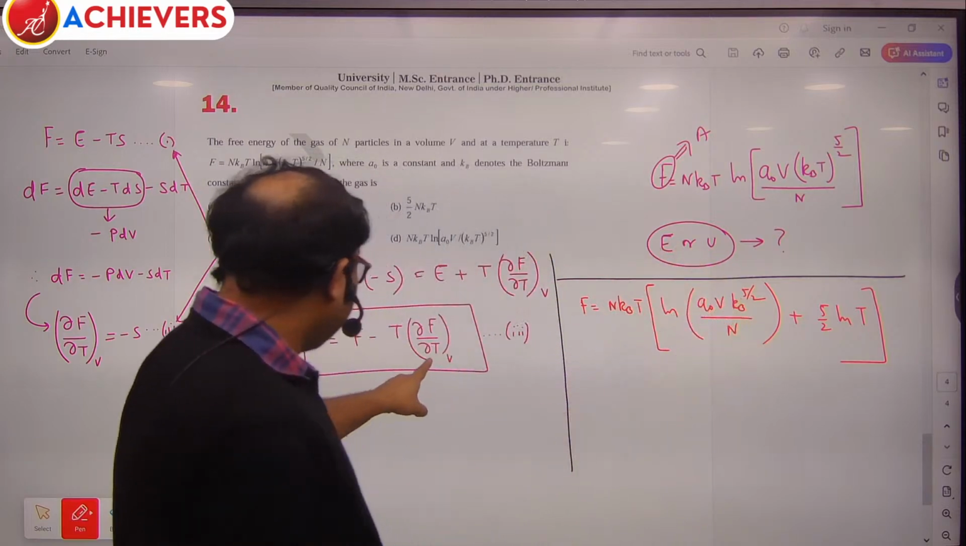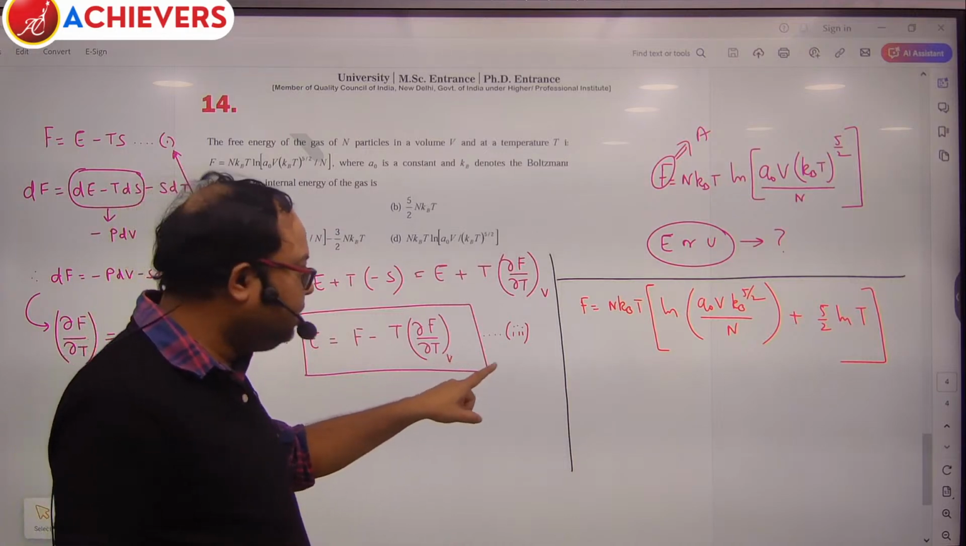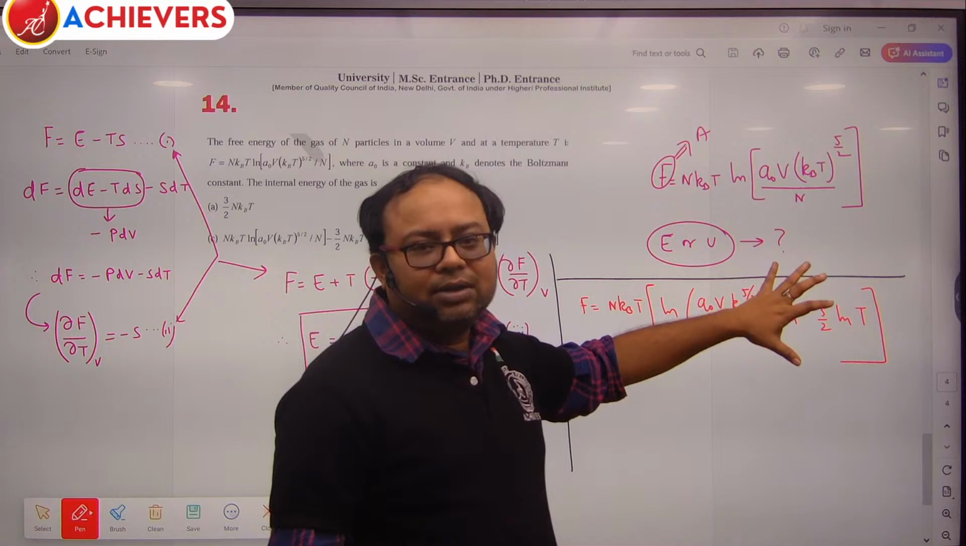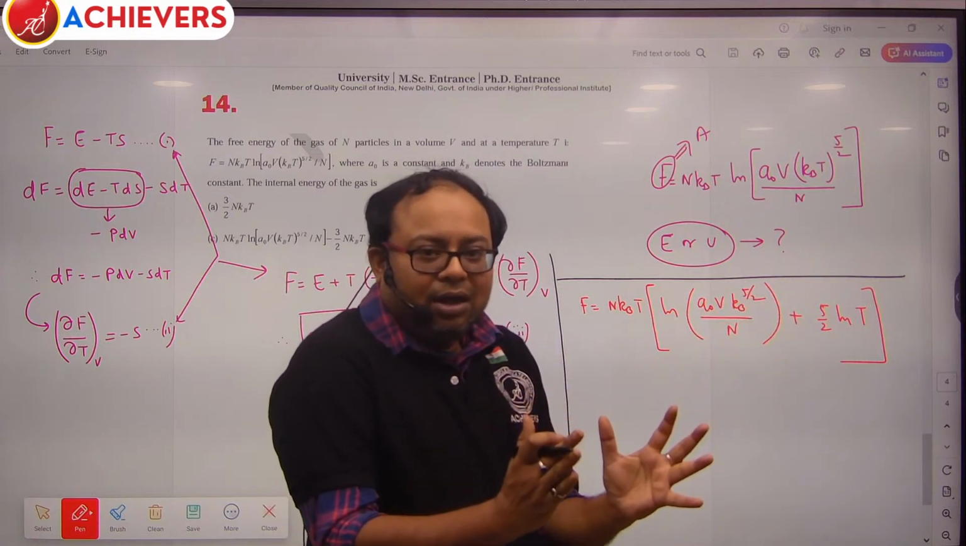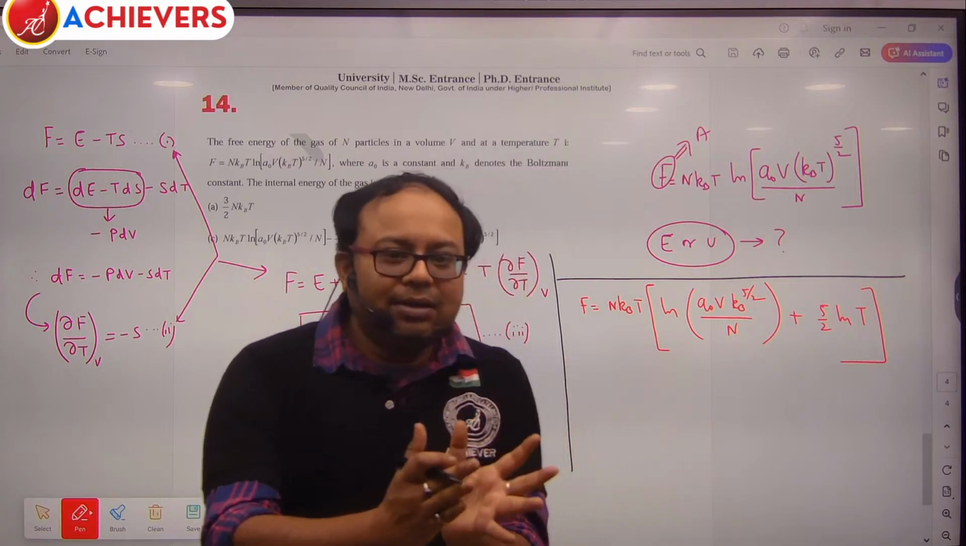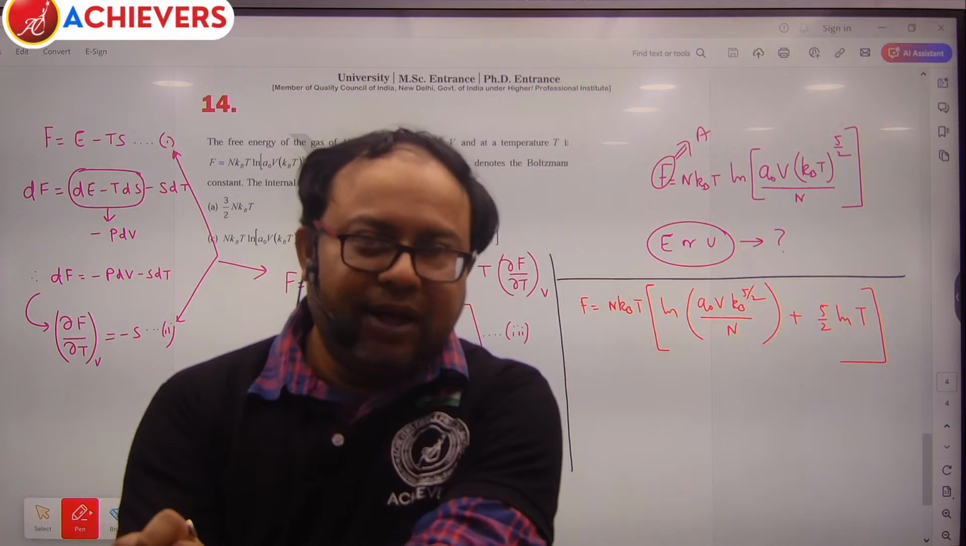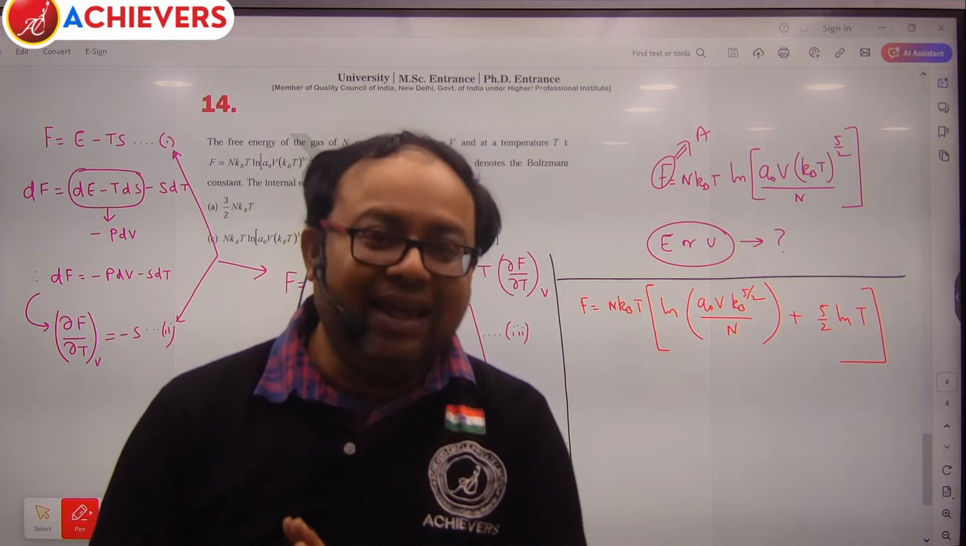Why? Because we will be applying the condition of constancy of volume. That's why V is also constant. So all the constants are gathered together, collected into a single term, and T is crafted out. In this way, the process of differentiation will be easier.